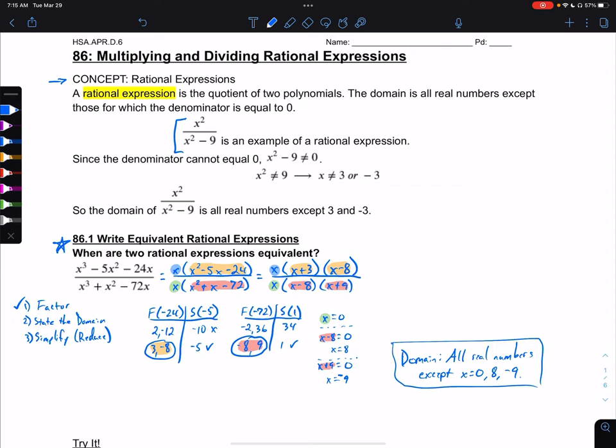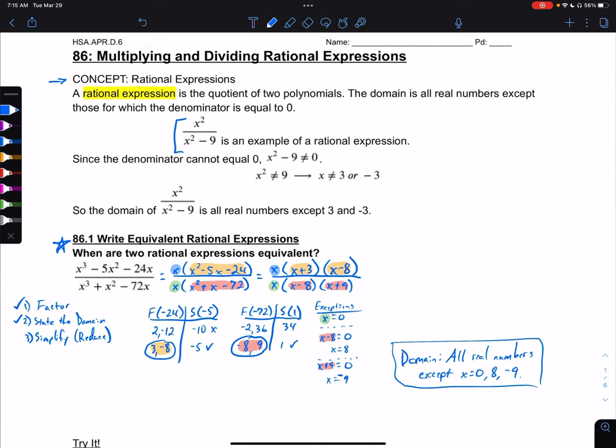There are other ways to phrase the domain. You can use interval notation. You could say x does not equal 0, x does not equal 8, x does not equal negative 9. But for our purposes, we're going to state all real numbers and then list the exceptions. So it's kind of like what they show up here. All real numbers except whatever ones that we cannot have. So that's our domain. Usually the domain is pretty straightforward. You're just looking at the denominator and finding the exceptions. So these would be our exceptions.